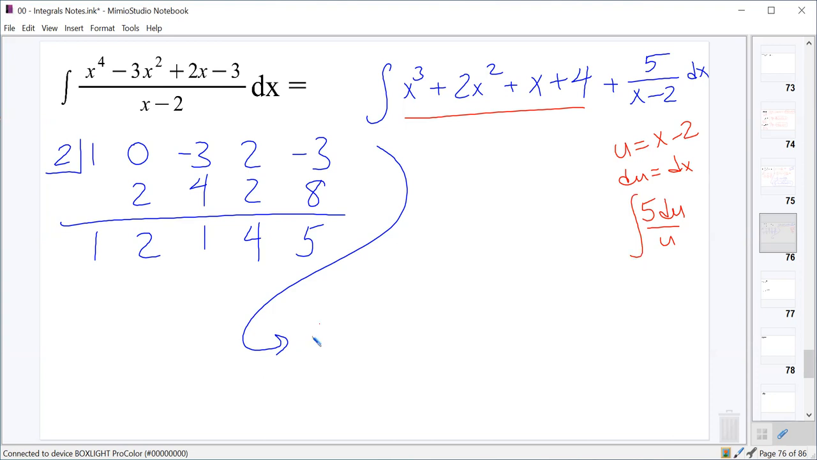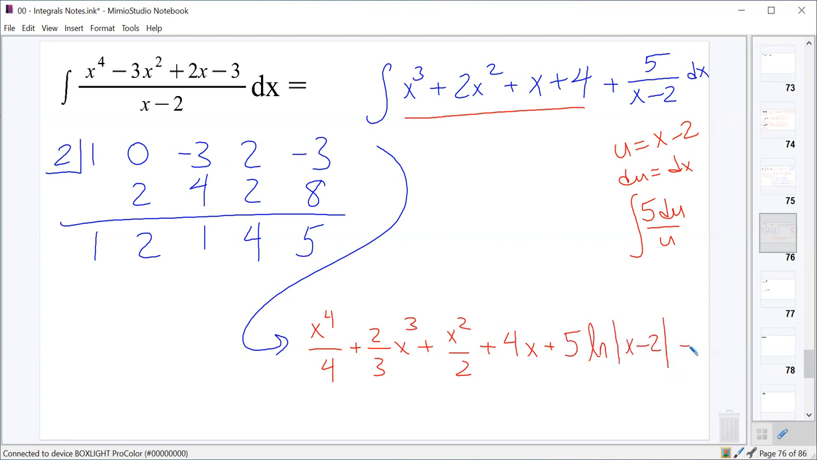So we end up with x to the 4th over 4, when we integrate the x cubed, plus a 2/3 x cubed, plus an x squared over 2, plus a 4x. And then, as we said here, we'll have plus 5 natural log absolute value x minus 2, plus our constant.